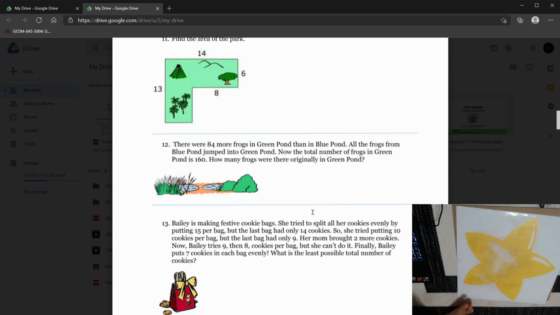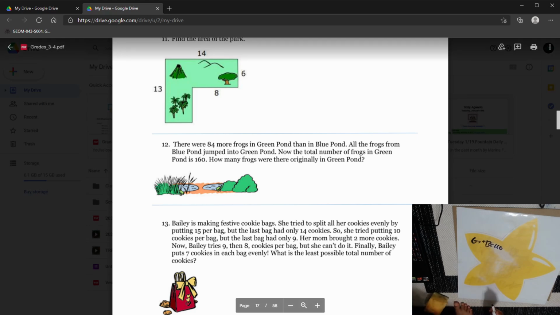Okay, so we know that green pond plus blue pond equals 160. Well, how do we know it's 160? Well, that's because it said all of the frogs from blue pond jumped into green pond. Now the total number of frogs in green pond is 160. So we noticed that all of the frogs is 160. So that's how green pond plus blue pond equals 160.